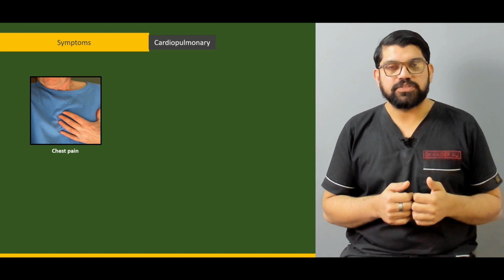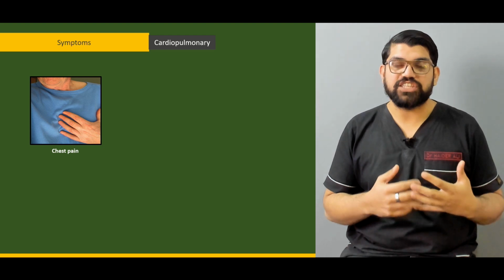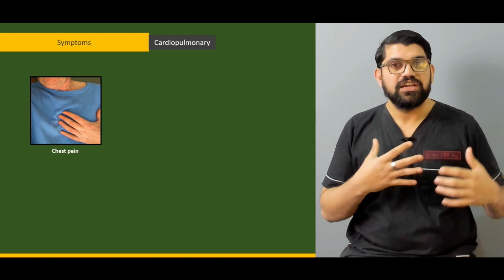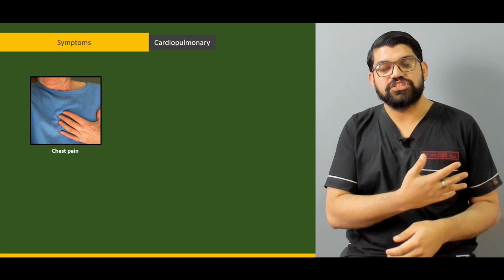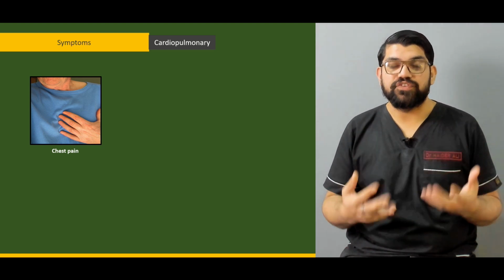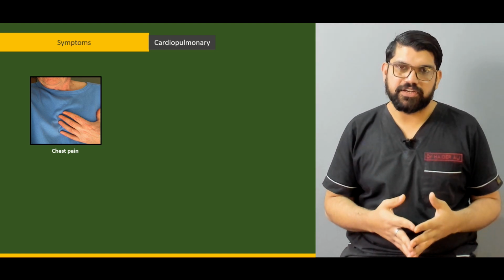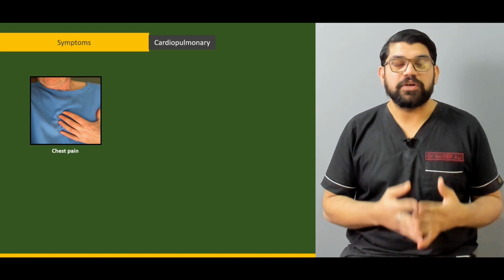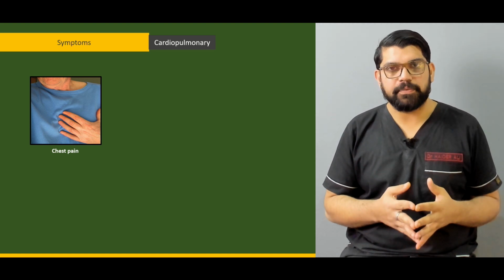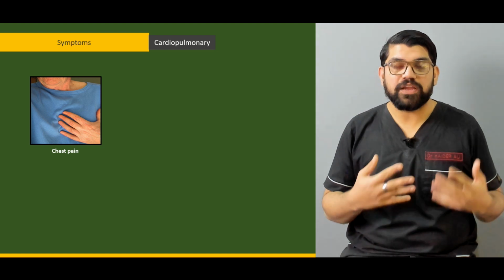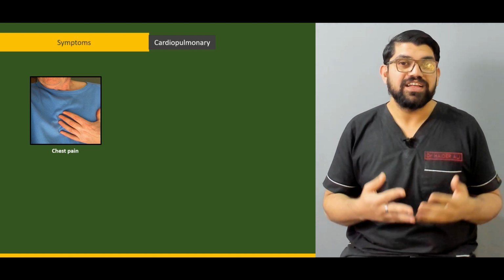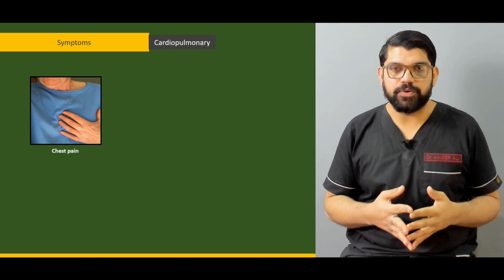But how does the patient present? They present with typical chest pain that is central in nature, central in location, radiating to the left arm with profuse sweating and vomiting. At times, especially in diabetic patients, they won't appreciate the chest pain because of the neuropathy that they're going through.